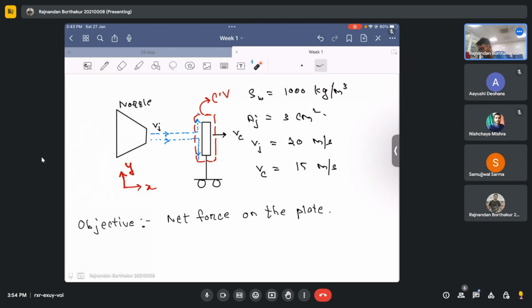Needless to say, since this control volume is attached to the plate, it will move with respect to a fixed axis, let's say this red axis. In other words, if I sit on this control volume, then a person sitting on this axis will see me moving with a velocity Vc. I think this is common sense to everyone.